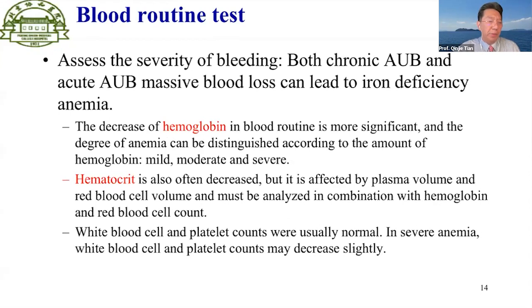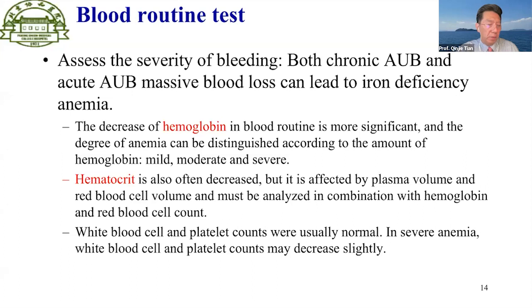Evaluate the extent of hemorrhage. Both chronic AUB and acute AUB with significant blood loss can result in iron deficiency anemia. The decline in hemoglobin levels in routine blood tests is more pronounced, and the severity of anemia can be categorized based on the hemoglobin levels, such as mild, moderate, severe, or very severe. Hematocrit levels may also be reduced, but it is important to consider plasma volume and red blood cell volume when interpreting these results in conjunction with hemoglobin and red blood cell count.